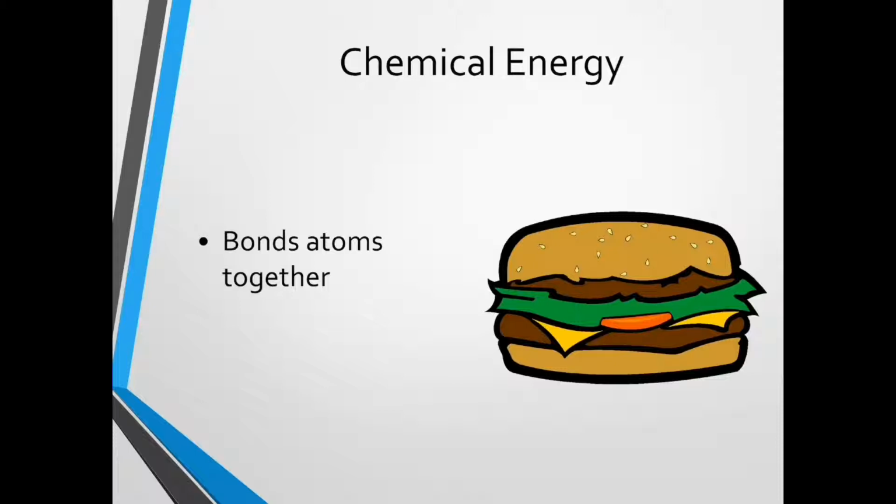Chemical energy. This is when atoms are bonding together. So through semester 1, we were talking about chemistry and chemical bonding and how different elements come together. Well, when they come together, they are giving off chemical energy. They are bonding together using chemical energy.